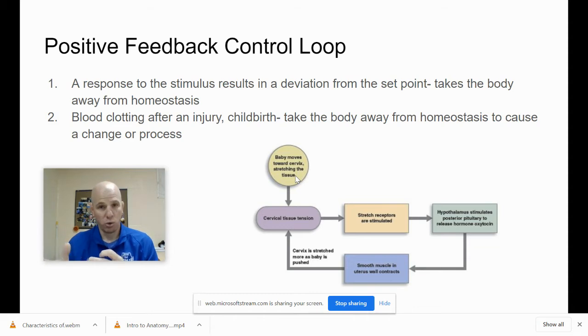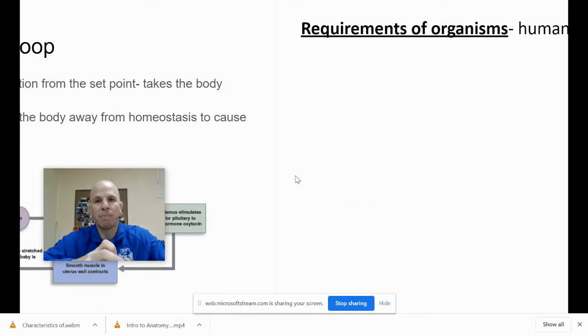And that, in this situation, is what this little diagram down here on the bottom is. Okay, in this situation, it's stretching the uterus and allowing the baby to get out of the birth canal. All right. So those are positive feedback control loops. Again, positive goes away from the set point and it goes in the same direction as the stimulus. Negative feedback control loop goes back towards the set point and goes in the opposite direction of the stimulus.